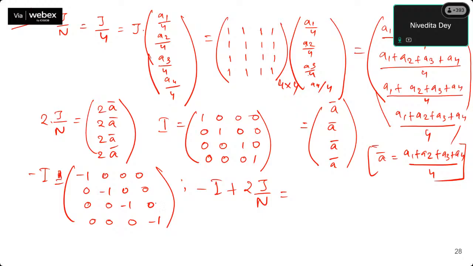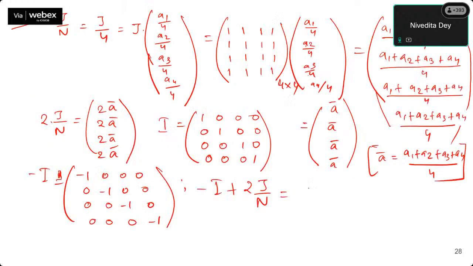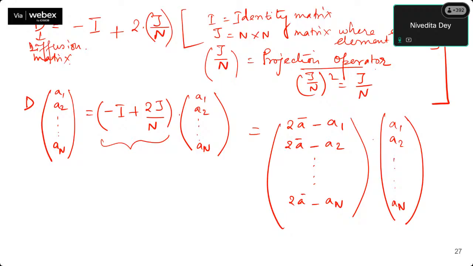You have to add both of them. This one and this one. Sorry, this one and this one. Okay. So it will be 2a bar minus, and this will be applied on A1, A2, A3, A4. Okay. So this is minus I plus 2a bar. Here I'm directly just writing it with the diffusion matrix, whatever I have. That's what I have over here. A1, A2, A3, A4, all those things.